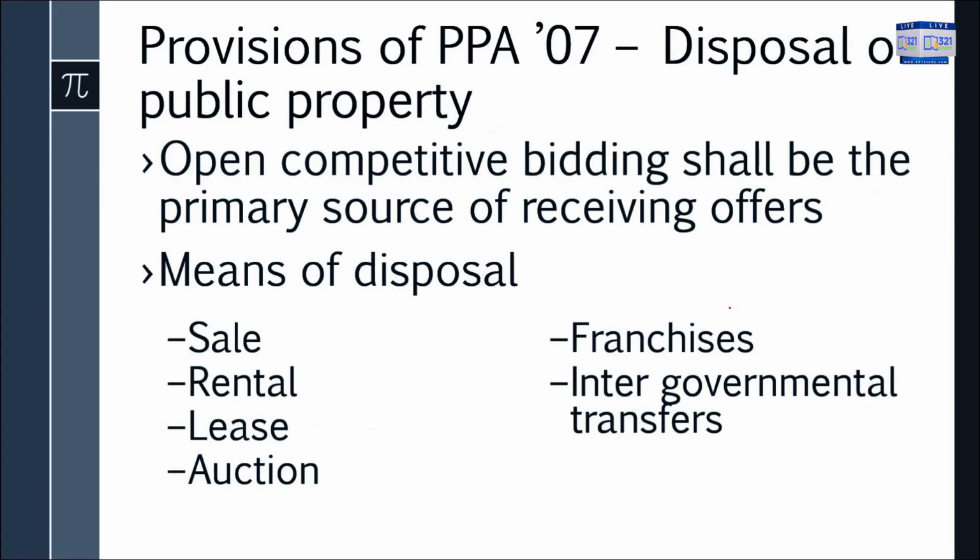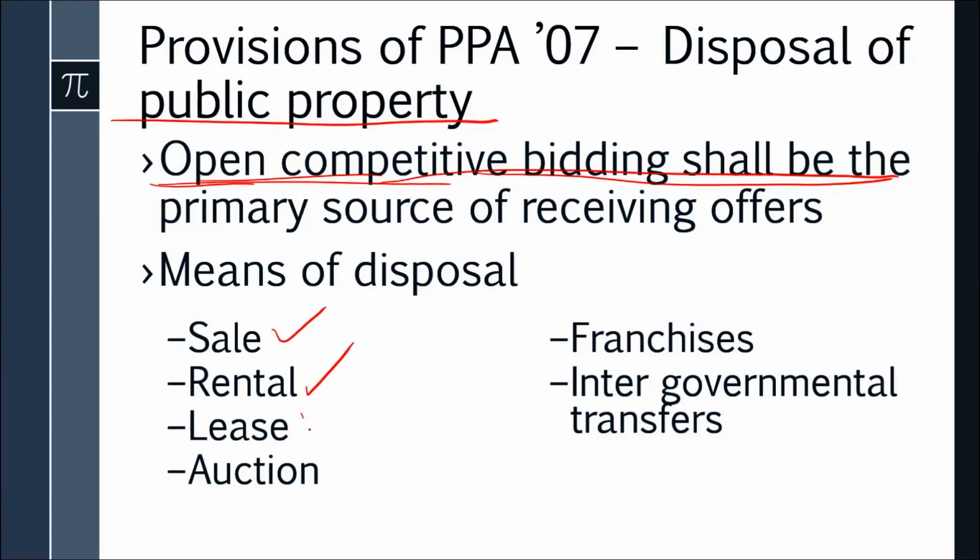Of course, when it comes to disposal of public property, this is not purchasing, but selling. Again, this should be open to competitive bidding. That is, the government will receive lots of offers and select the one that they would prefer. This may be done through sales, outright sale, a rental, lease, and auction, by giving out franchises, or intergovernmental transfers. That is not selling to the public, but transferring to another arm of government.